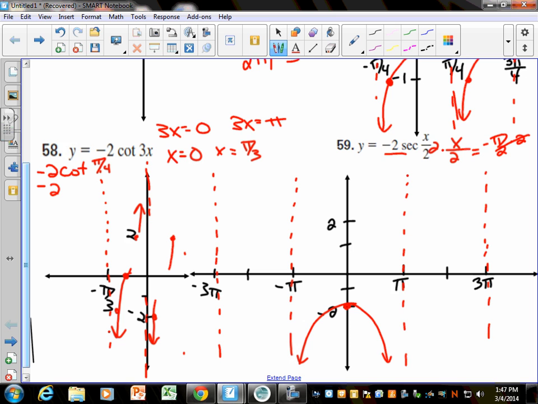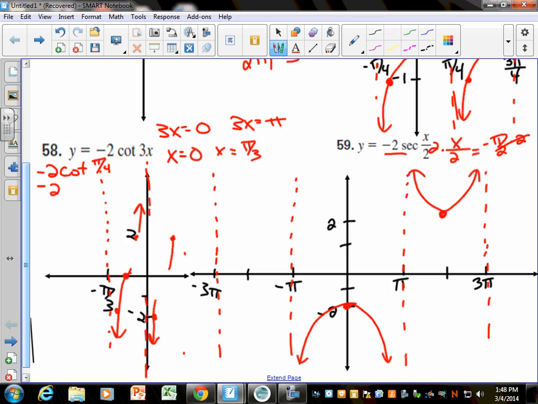And if that one goes down, what happens halfway in between these asymptotes? It goes up to positive 2. And it's going to look like that. That is one period. It has to have 2 parabolas, because a period is when you get every value and then it starts repeating itself.